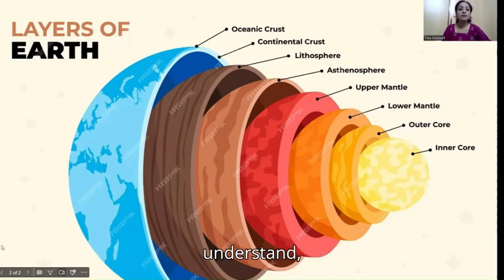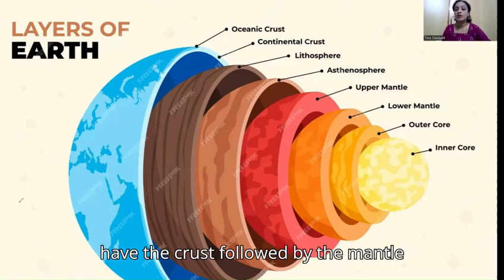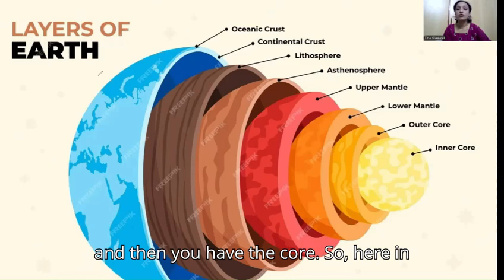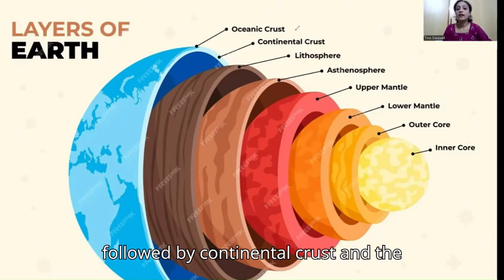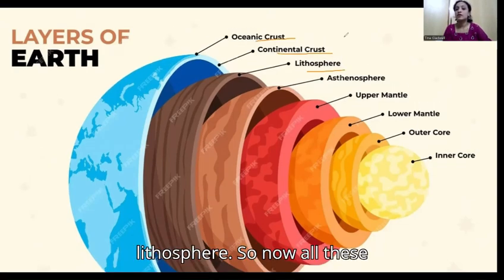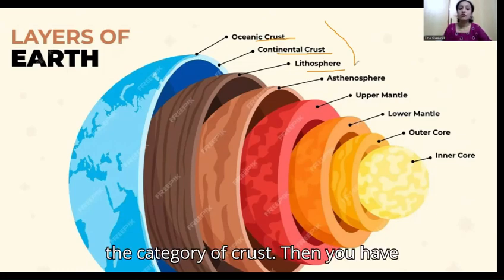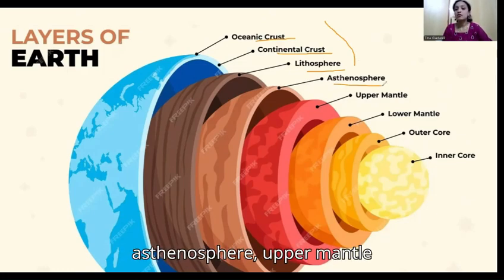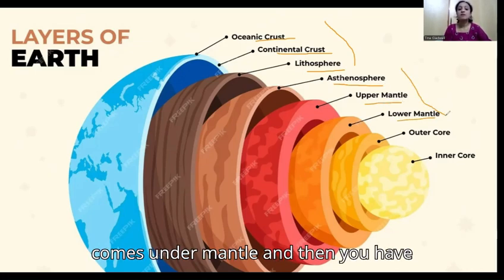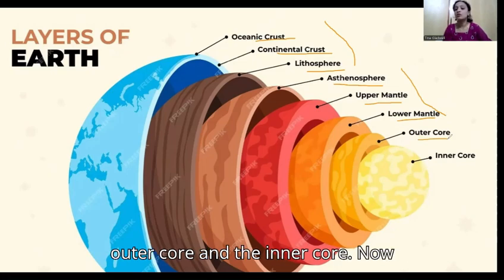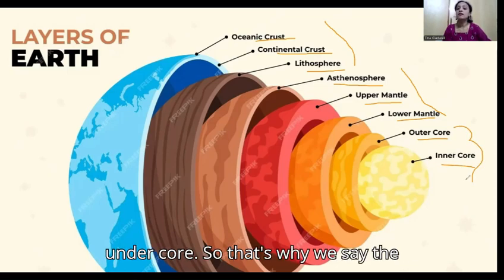So, to make you understand, there are only three layers. Okay, you have the crust, followed by the mantle, and then you have the core. So, here in the picture, you have oceanic crust, followed by continental crust, and the lithosphere. Now, all these three things come under the category of crust. Then you have asthenosphere, upper mantle, and lower mantle. Now, all these three come under mantle. And then you have outer core and the inner core. Now, outer core and the inner core come under core.